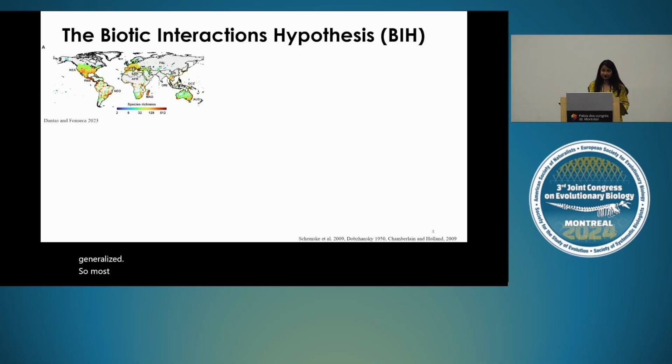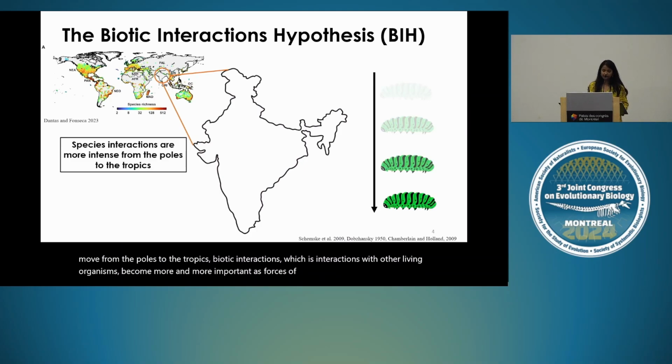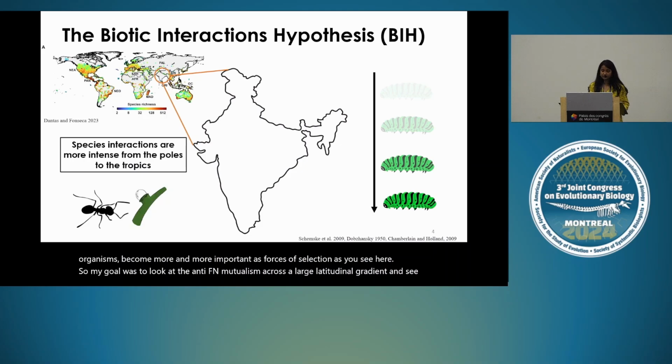Most of you at this conference will probably have heard at least one talk about the latitudinal diversity gradient, which just says that as you move from the poles to the tropics, there's an increase in biodiversity. And from this, we get the biotic interactions hypothesis, which says that as you move from the poles to the tropics, biotic interactions, which is interactions with other living organisms, become more and more important as forces of selection, as you see here. So my goal was to look at the ant-EFN mutualism across a large latitudinal gradient and see if these interactions match up with the predictions of the biotic interactions hypothesis.